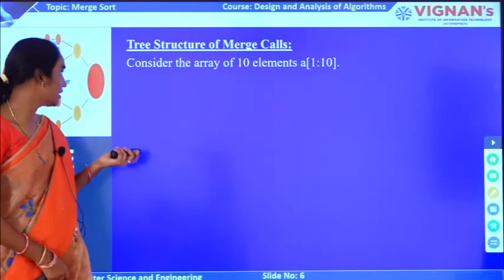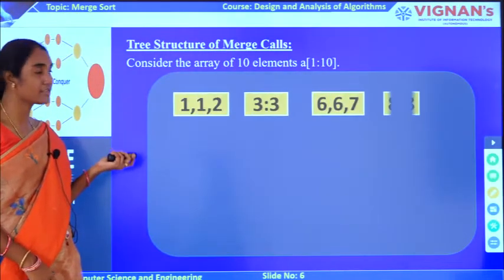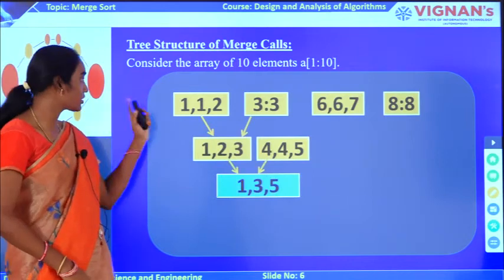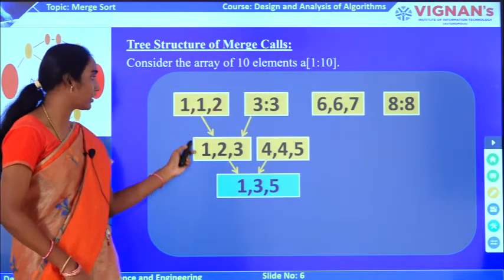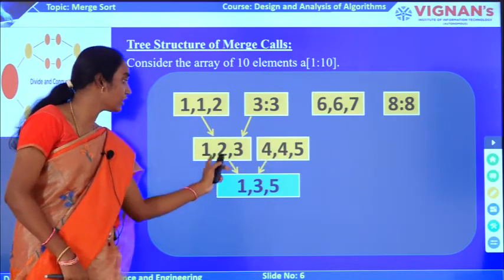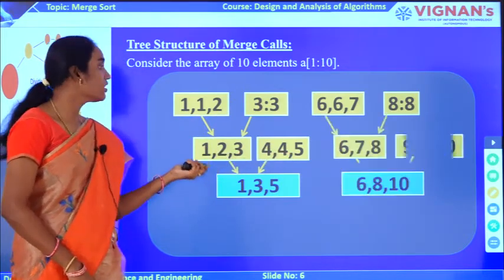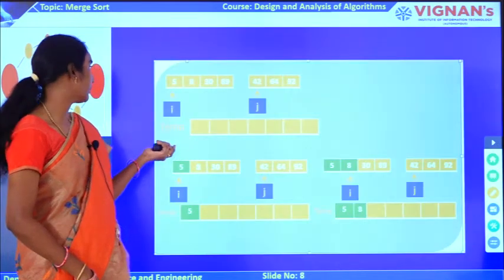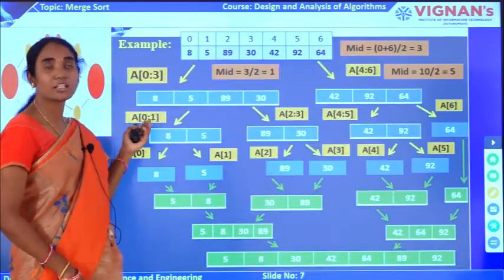Tree structure of merge calls. Let us consider, for suppose, I have 1, 1, 2 and 3, 3. While merging here I will have 1, 2, 3 and 4, 4, 5. While merging here I will have 1, 3, 5. Likewise I need to merge up. We'll see it in detail in this example.